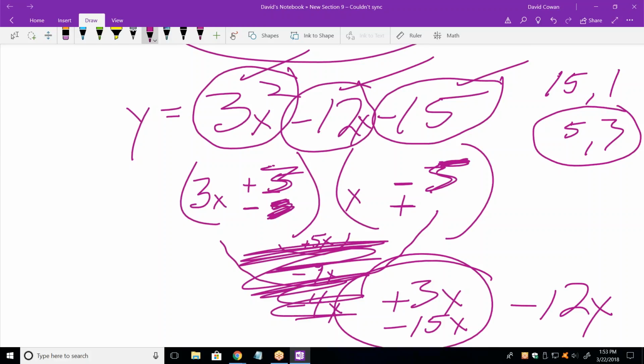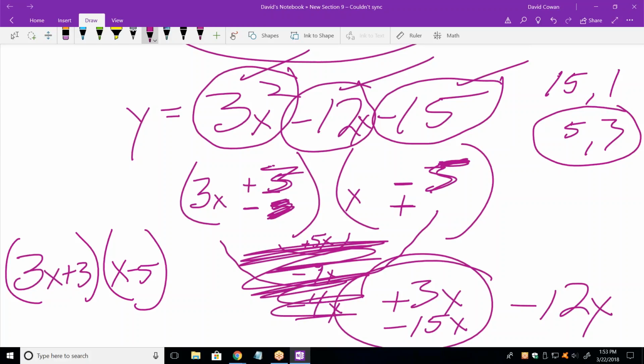So the answer to this problem is 3x plus 3 times x minus 5. And if you multiply those two together, you will get what you started with. And that's the name of the game in factoring.